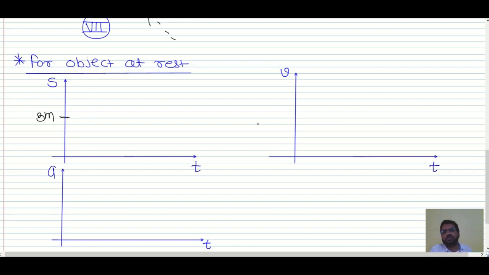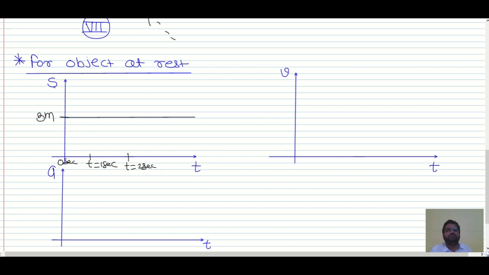So the position will not change with respect to time. At t equal to 0 seconds, position will be 3 meter. At t equal to 1 second, if I ask, it will be 3 meter. At t equal to 2 seconds, it will be 3 meter. That means the position of that object will never change with respect to time. So it will be at 3 meter forever, we can say, if it is at rest.